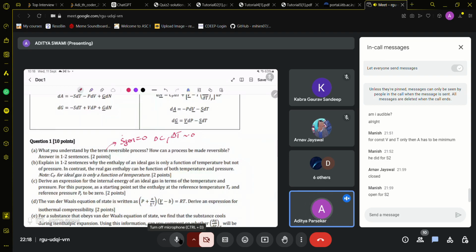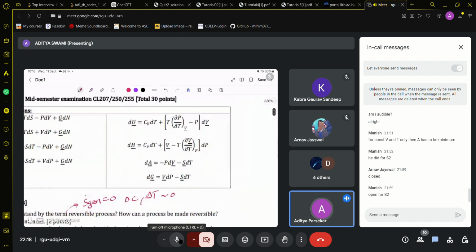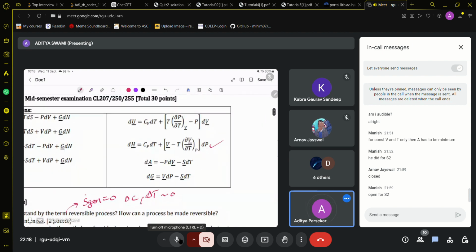For the second question, explain in one or two sentences why enthalpy of an ideal gas is only a function of temperature but not of pressure. Okay, so for this we can use this relation here.